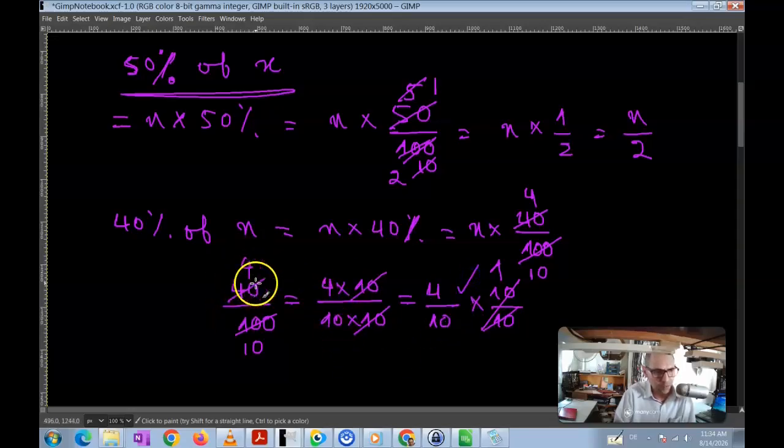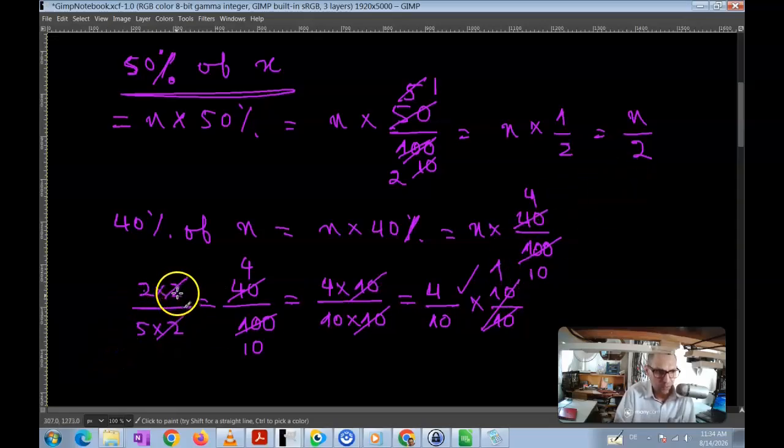And 4 divided by 10, again, you can see that this is the same thing as 4 is 2 times 2, and 10 is the same thing as 5 times 2. Again, you can cancel out these common factors. You will come up with 2 divided by 5, right?